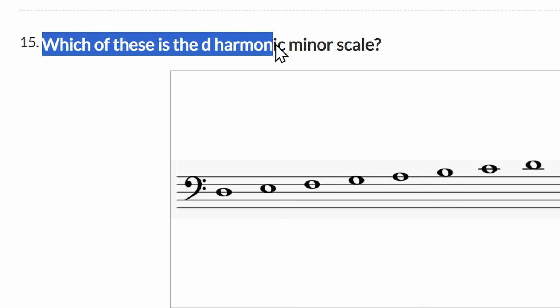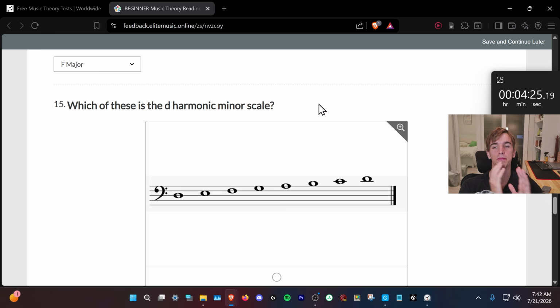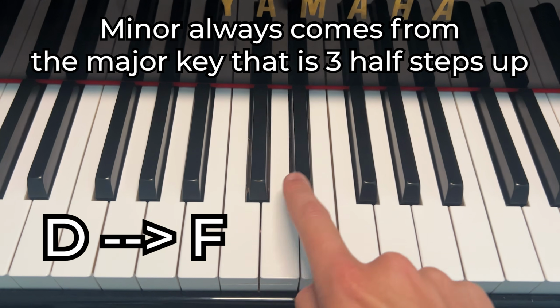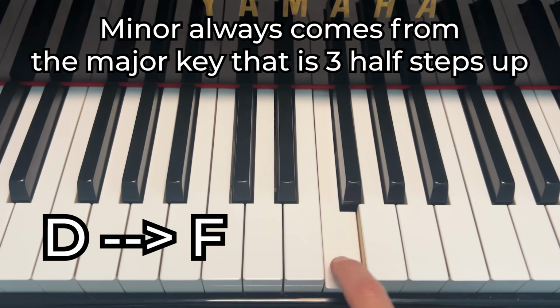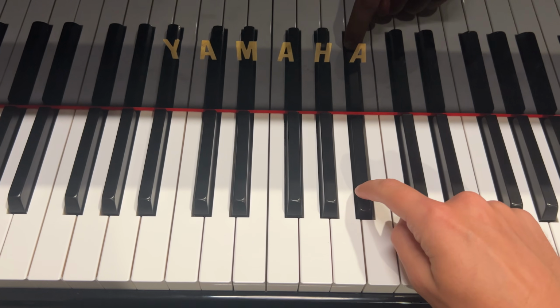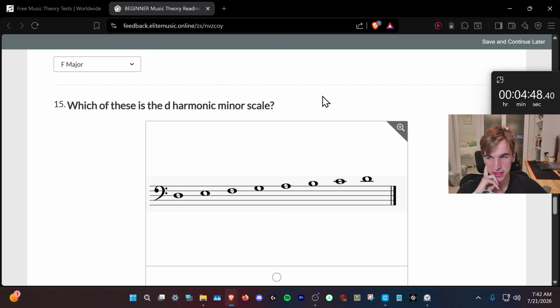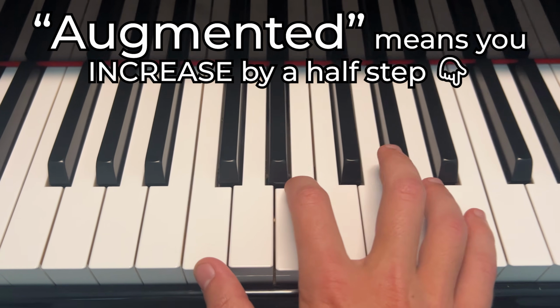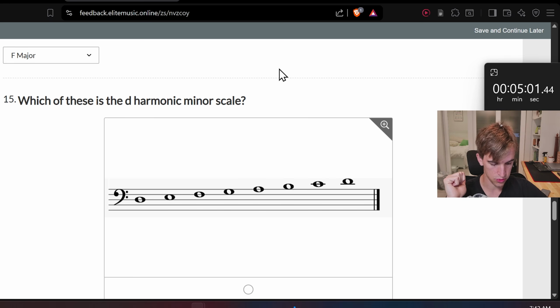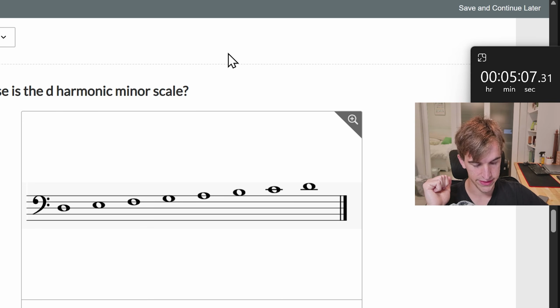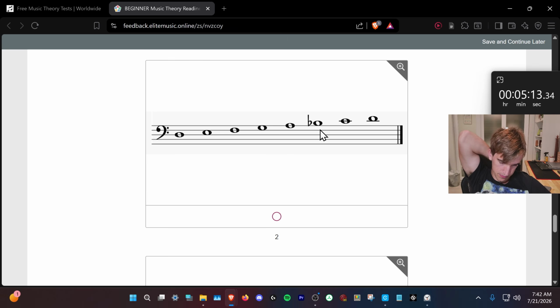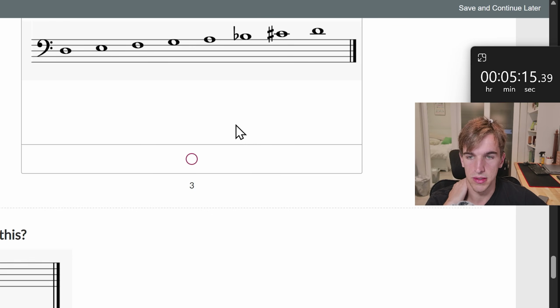Which of these is the D harmonic minor scale? Okay. So harmonic minor. So first of all, D minor comes from the scale of F. It comes from F major, which is just B flat. But then the harmonic minor, the 6th and the 7th are both augmented. So we need to have 1, 2, 3, 4, 5, 6. Oh my gosh, I don't know. The 7th, we need a C sharp. I think it's this one. It's this one. Yes.